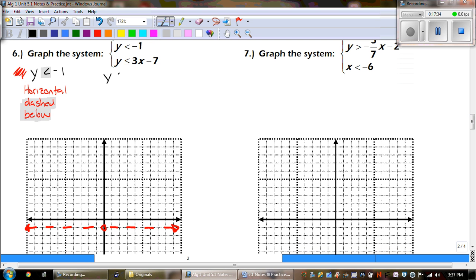We have y is less than or equal to 3x minus 7. I'm going to shade this one in blue. My slope is 3, but I want that as a fraction, so it's going to be 3 over 1. And then our y-intercept is at (0, -7). Looking at that inequality, what does it tell us? Well, it's going to be solid because there's a line beneath it. And then we have to shade below because it's less than.